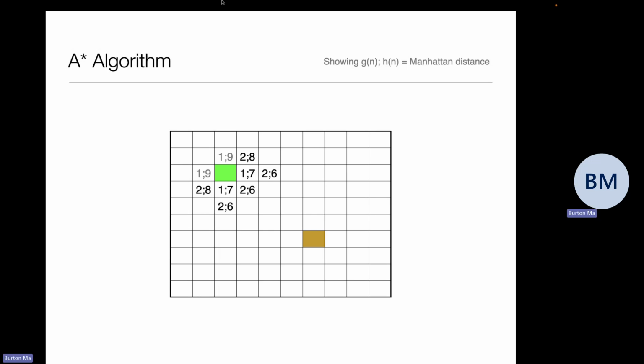The distance G of n to this square is 1, 2, and H of n to this square is 1, 2, 3, 4, 5, 6. Is that right? 1, 2, 3, 4, 5, yeah, 6. So 6. Right, and now you've got an 8, an 8, an 8, a 10, a 10, a 10, and a 10 sitting inside your priority queue.